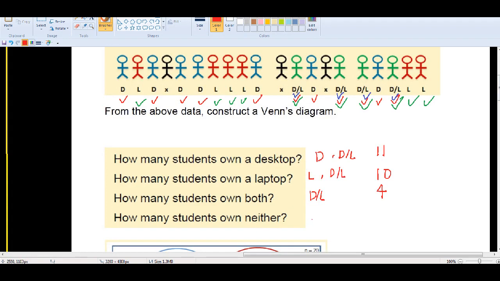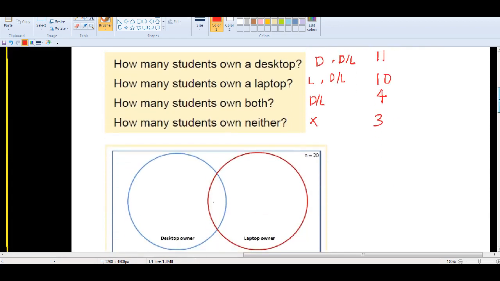Neither, so that means they don't have any device. We use a cross to represent these kinds of students. 1, 2, only 2. No, 3. Okay. So the next move is very important.